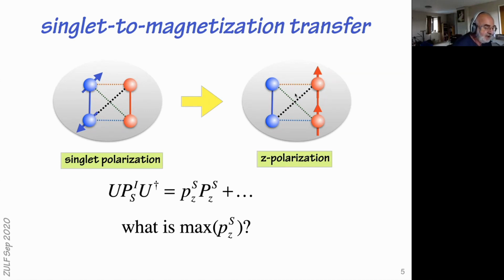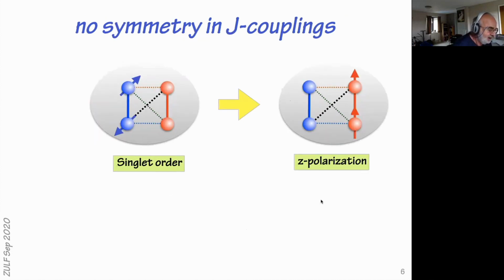And the answer turns out to depend on the symmetry of the coupling network. That's the problem which I want to talk about here. So I just present the answers here, and then I want to take you through some of the theory of how you get to these answers. If there's no symmetry in the J coupling, so all of the possible J couplings are different, which may occur in some complexes, then you can actually go all the way and convert the singlet order completely to 100% polarization.